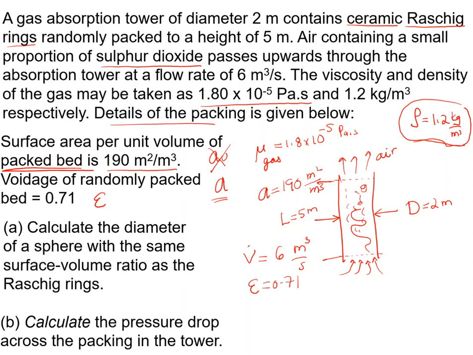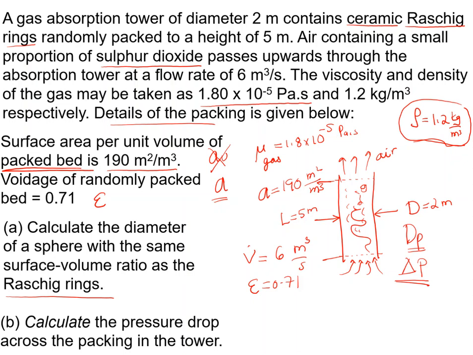Calculate the diameter of a sphere with the same surface volume ratio as the Raschig rings. So now I have the Raschig rings, but I want the equivalent diameter, which is d sub p. This is the first thing. The second thing: calculate the pressure drop across the packing in the tower, and also he's asking for delta P inside the tower.